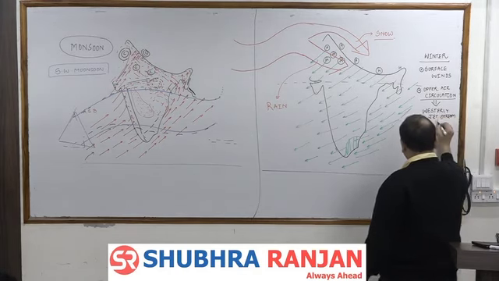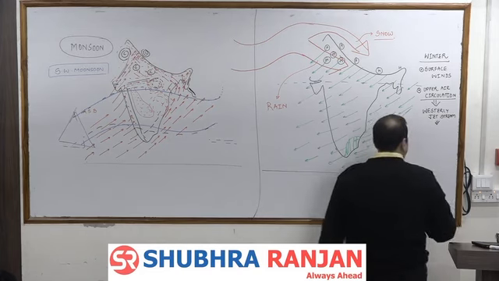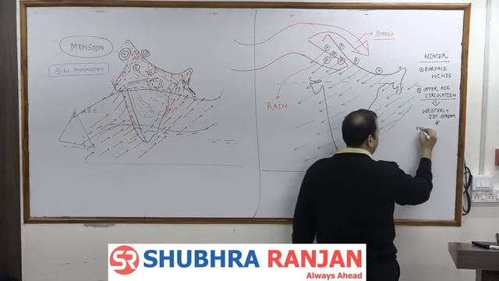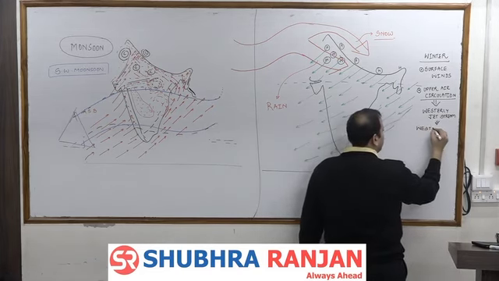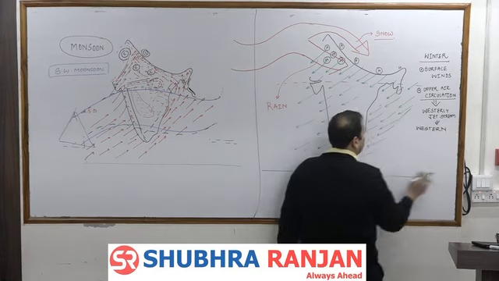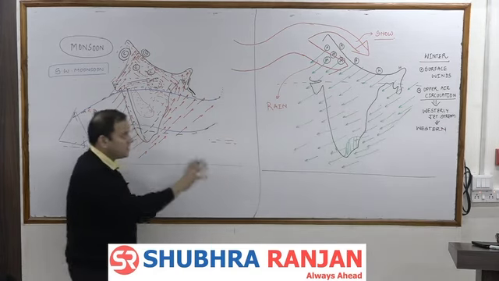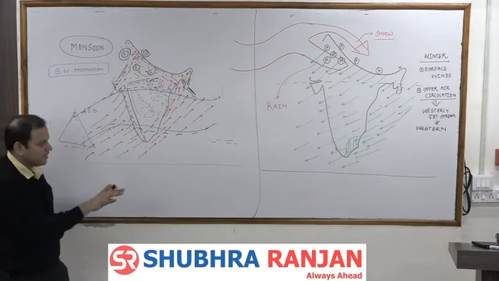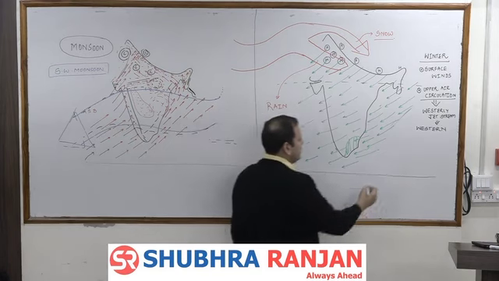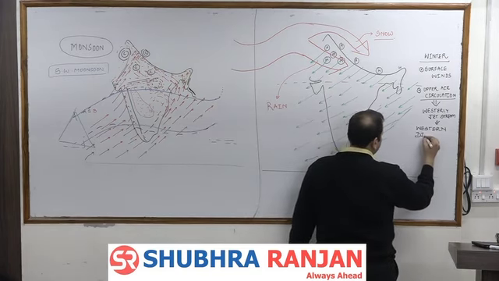What is the importance of this westerly jet stream? The importance is it gives rainfall या precipitation which is known as western, क्योंकि वो western side से आ रहा है. पानी कहाँ से आ रहा है? From the Caspian Sea and the Black Sea, and you will call this as western disturbances.